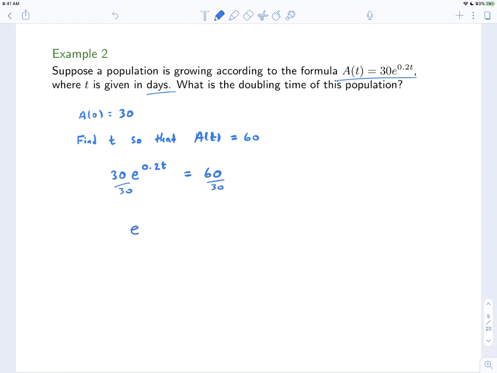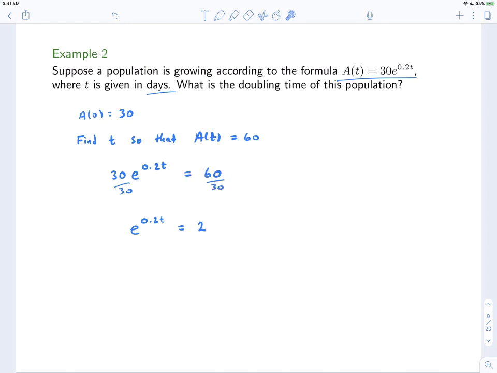And then we end up with e to the 0.2 times t is equal to 60 divided by 30, which is 2. Notice that we have a 2 here now. It's 2 because we're looking for the doubling time. It doesn't matter what your initial population is. The only thing that matters is that we're looking for the time it takes to double it. So whatever value we had here, we had 30 here, and so we double that to get 60. But whatever value this was in front of the exponential, we would double it. So it would be 2 times whatever that value is.